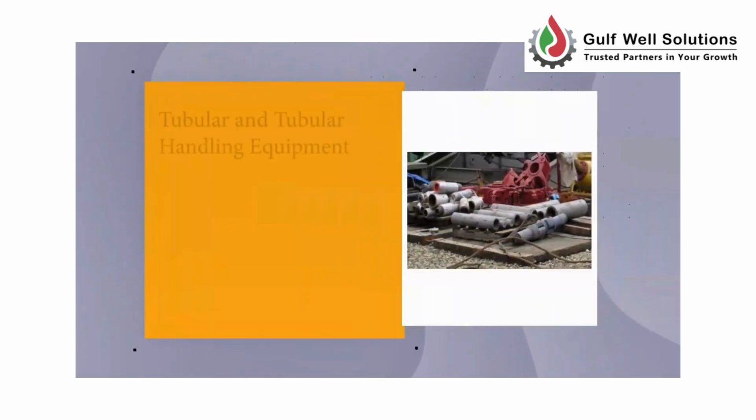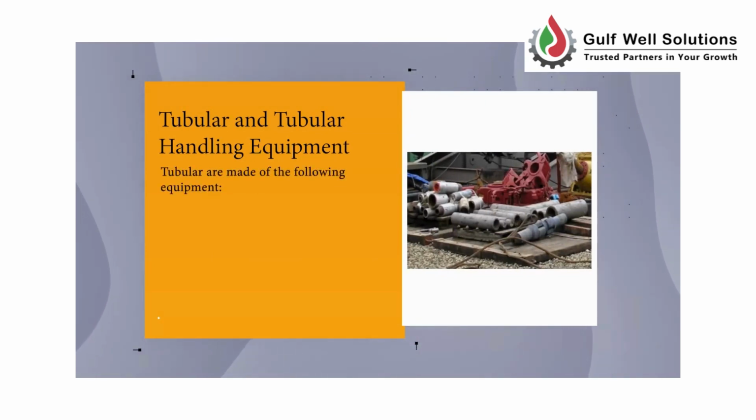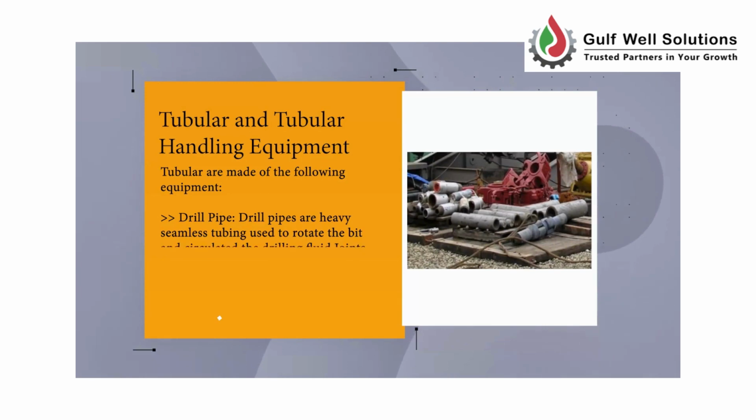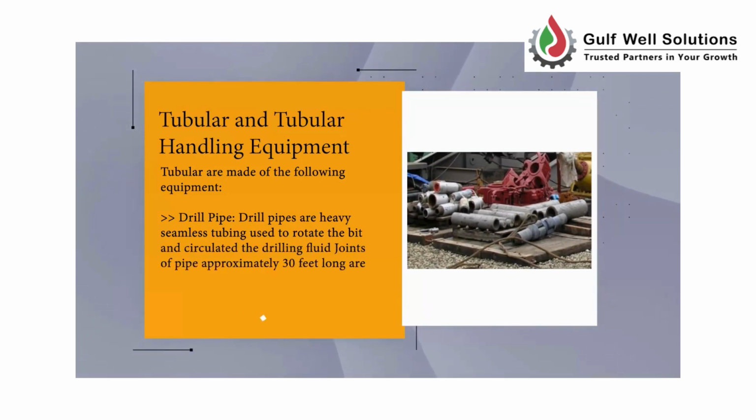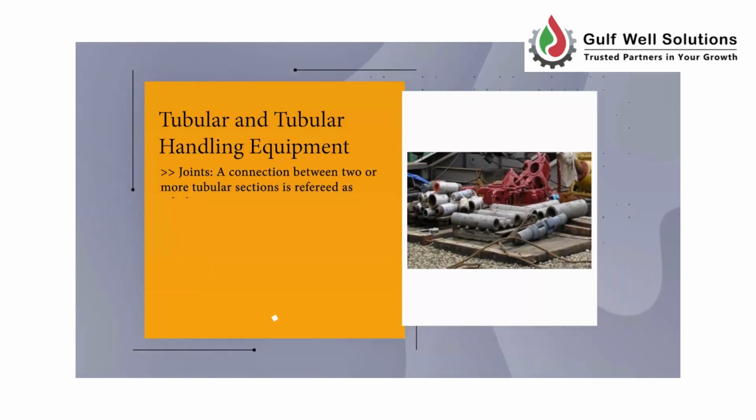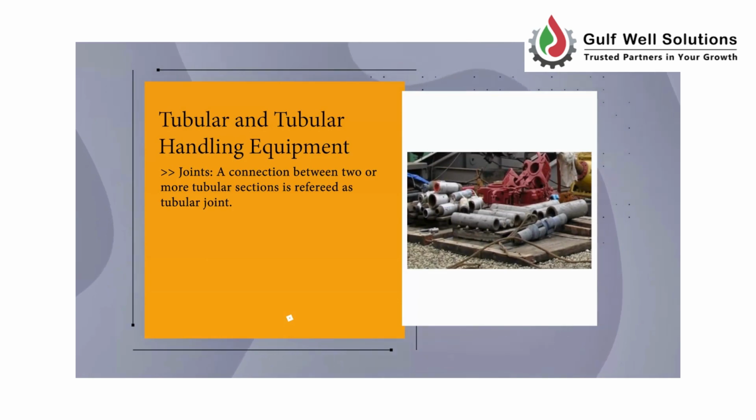Tubular and tubular handling equipment. Tubulars are made of the following equipment. Drill pipe. Drill pipes are heavy seamless tubing used to rotate the bit and circulate the drilling fluid. Joints of pipe approximately 30 feet long are coupled together by means of tool joints. A connection between 2 or more tubular sections is referred to as a tubular joint.